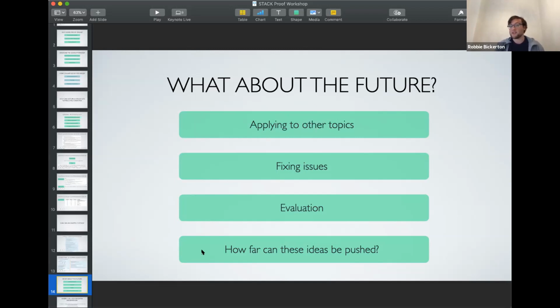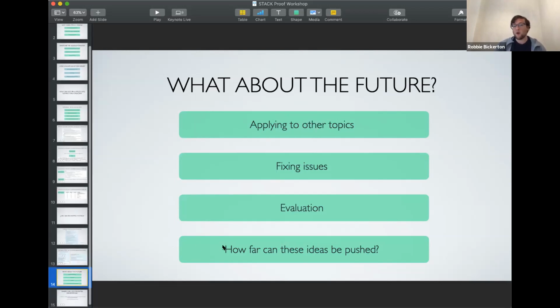How far can we push these ideas? I don't think that we've reached the limit of what we're doing with this yet. I think we've made a decent start, but it'll be interesting to see just how far we can go with regards to these automatically marked comprehension tasks.